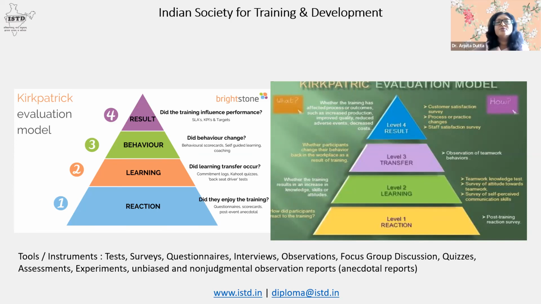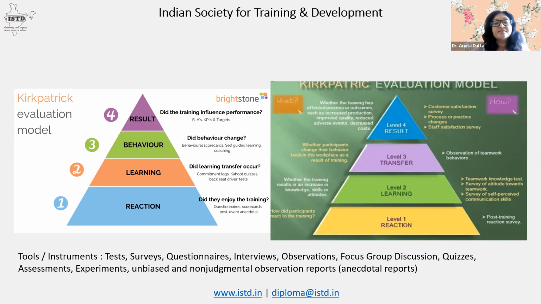The third level, again, see, not many people are doing it. So it is becoming, it's not a cylinder, it's becoming a pyramid. So behavior, there is a change in behavior. Did behavior change after the training program, or after the coaching, or after any kind of therapeutic intervention, right? So how would you find that? You can have coaching, you can have self-guided learning, you can have behavioral scorecards to actually find, or observation.